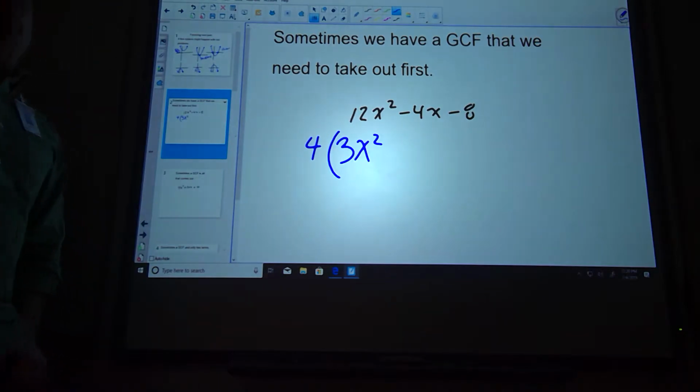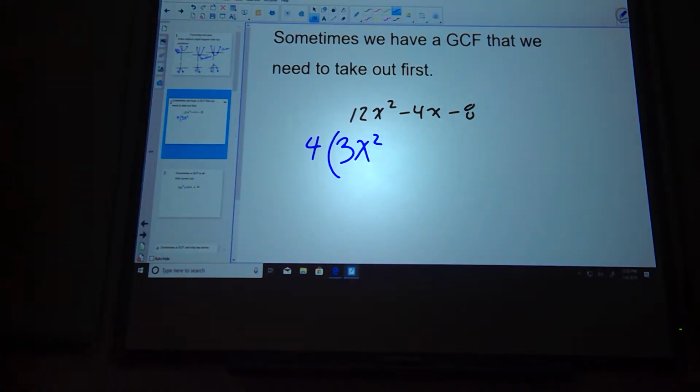Now let me pause there. Do you agree with that? Is 4 times 3x squared 12x squared? Yes or no?